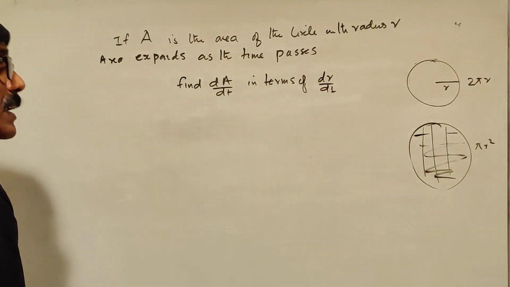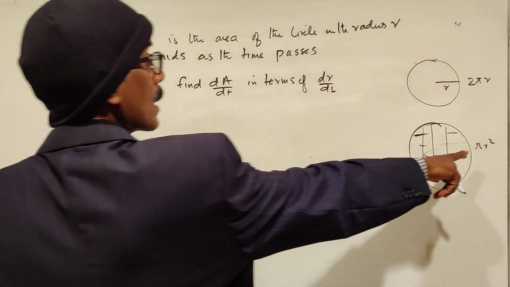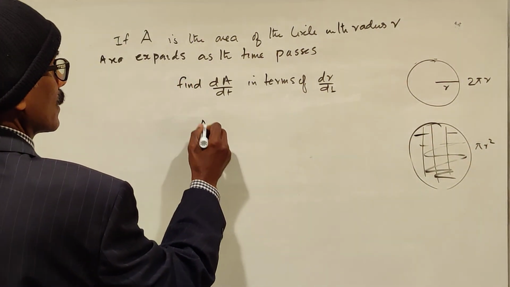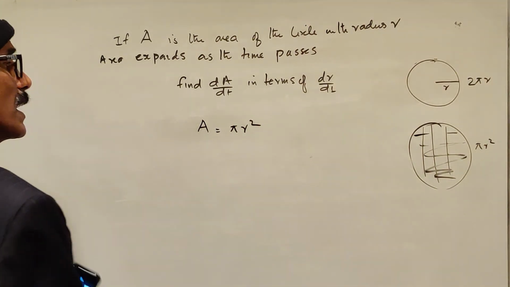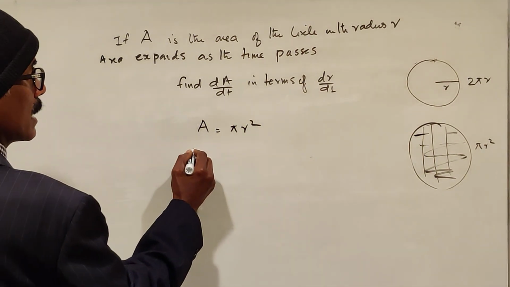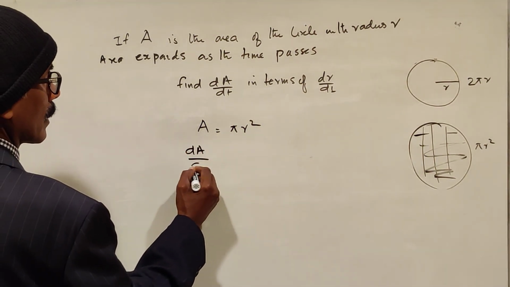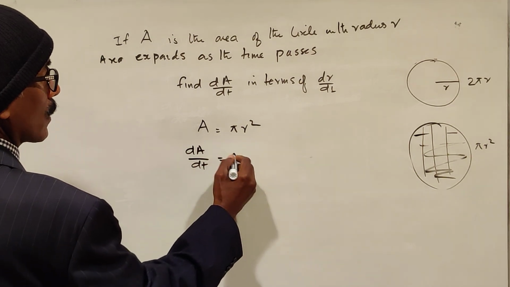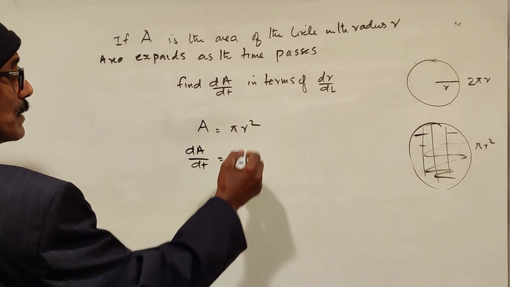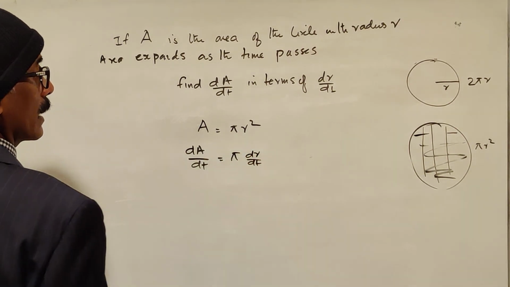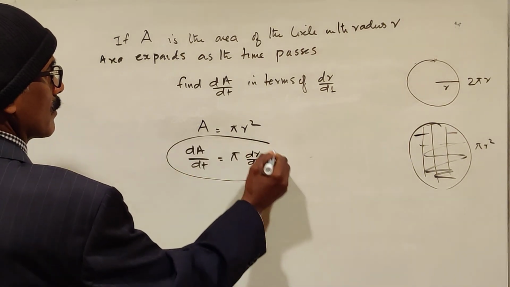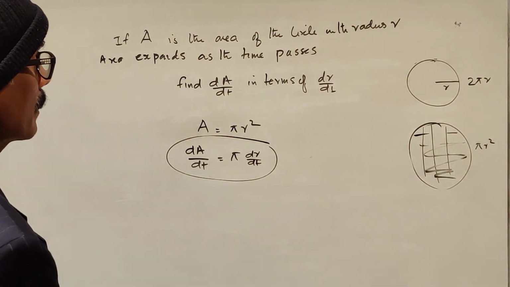Okay, what is the area of the circle? Pi r square. Area of the circle is pi r square. So find dA by dt. dA by dt equals pi constant. What is the derivative of r square? 2r dr by dt. Okay? So this is the answer. Simple. Right?